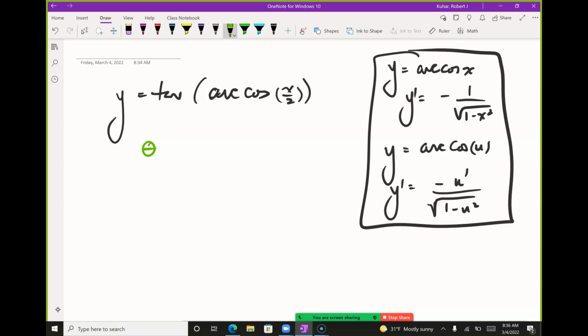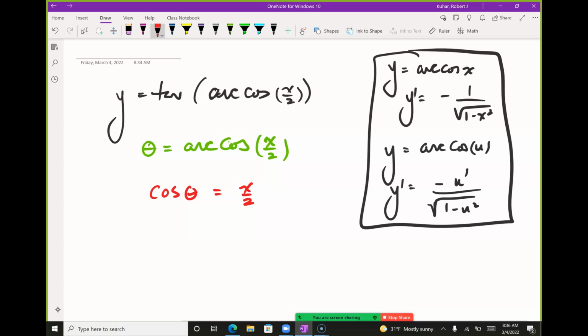We see an angle. But I don't think in terms of inverse trigs, I think in terms of trigs. So instead of theta is the arccosine of x over 2, I'm going to invert them. Cosine of theta is x over 2, right?